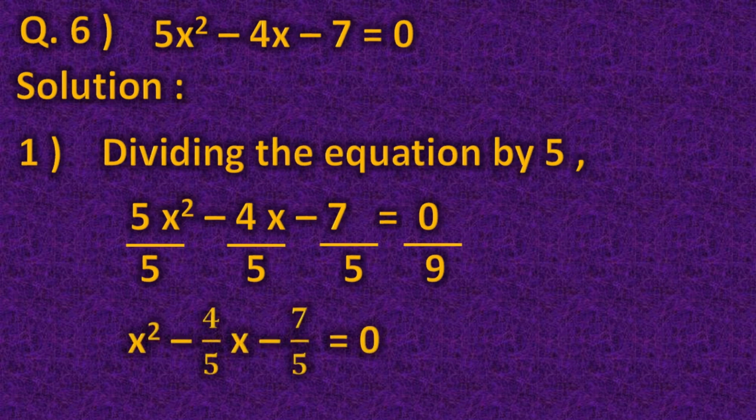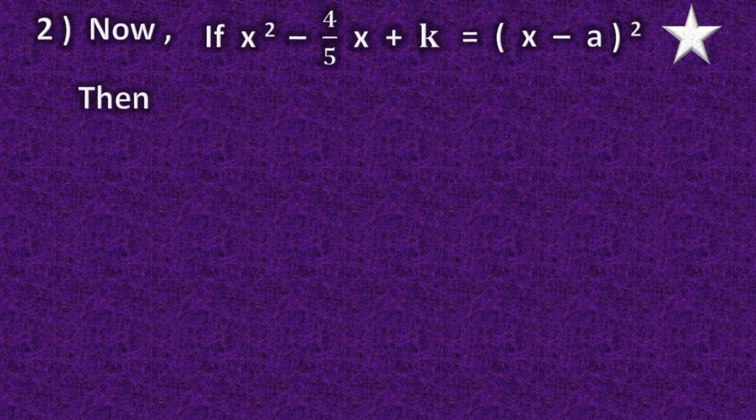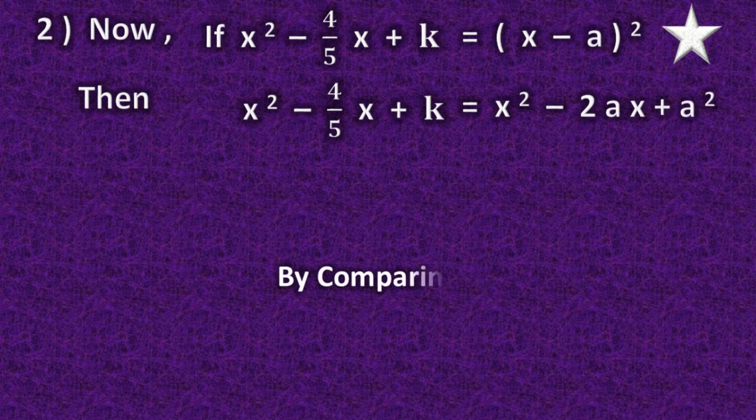After dividing, 5 cancels, and we get x square minus 4 upon 5 x minus 7 upon 5 is equal to 0. Minus 7 upon 5 is not suitable for us. So let's assume a suitable value in place of minus 7 upon 5, that is k. So x square minus 4 upon 5 x plus k is equal to (x minus a) whole square. Now the bracket we will open with the (a minus b) whole square formula. So according to the formula it will become x square minus 2ax plus a square.